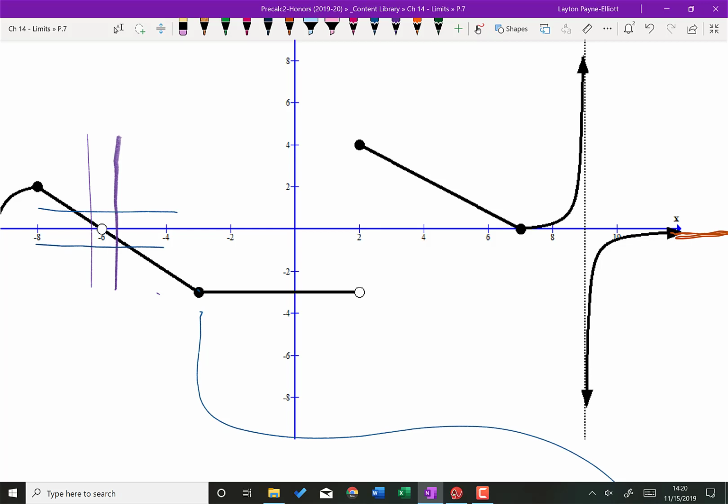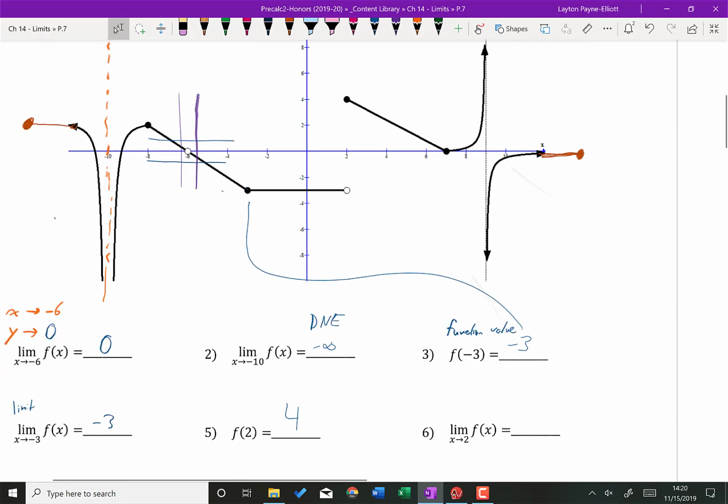Now, I will tell you that there is something called a one-sided limit that we'll be dealing with in the coming days, where I say that the limit as we approach 2 from the right is 4, and from the left it is negative 3. But if the limit from the left does not equal the limit from the right, then we say the limit does not exist.